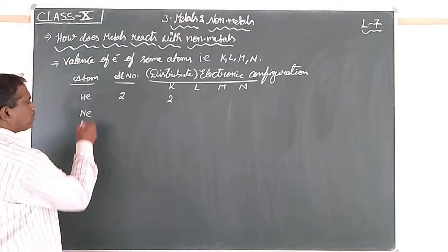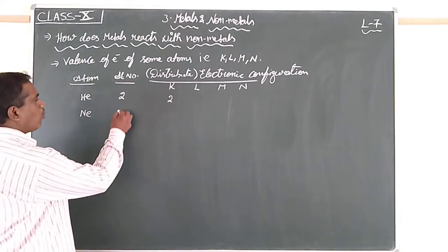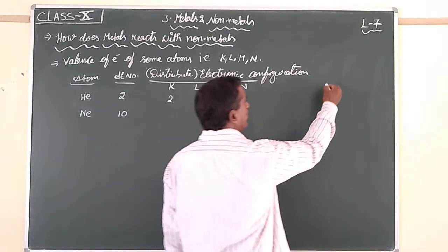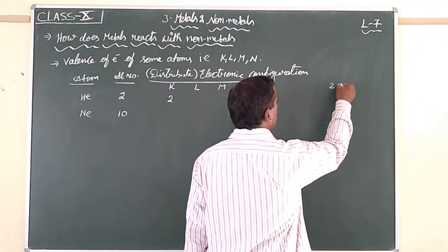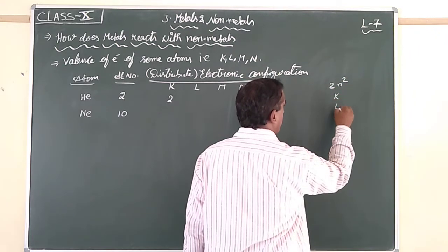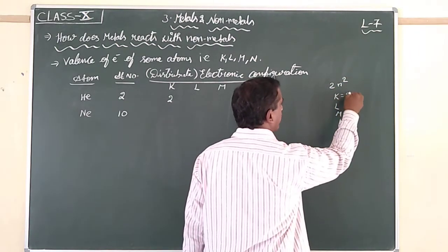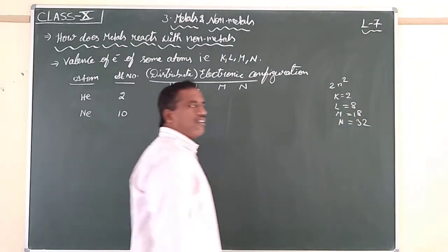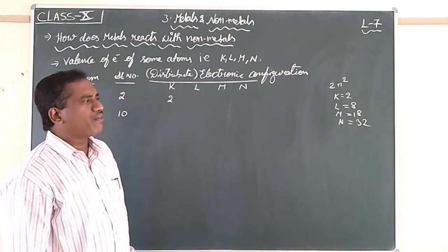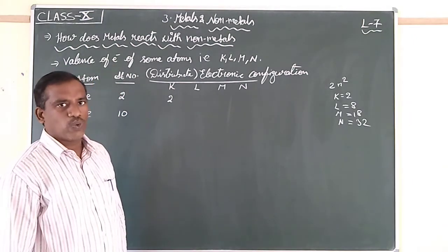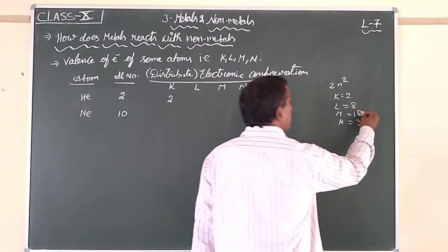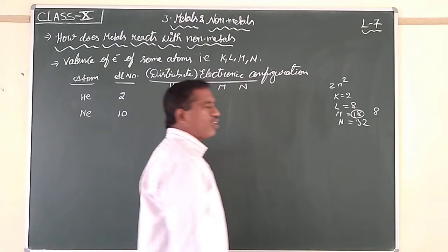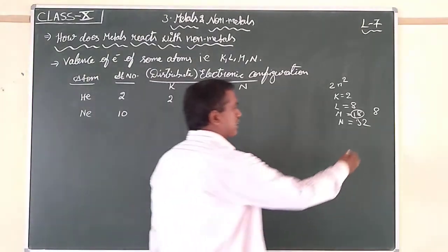After helium, we have chosen an atom called neon. What is the atomic number of neon? 10. We know from the Bohr-Bury rule, 2n square, the maximum number of electrons that can be filled in a given shell. In the K shell, we can have 2 electrons, L shell 8 electrons, M shell 18, N shell 32. But here the maximum capacity is 18. First priority, we fill 8 electrons, then we go for filling the next shell.